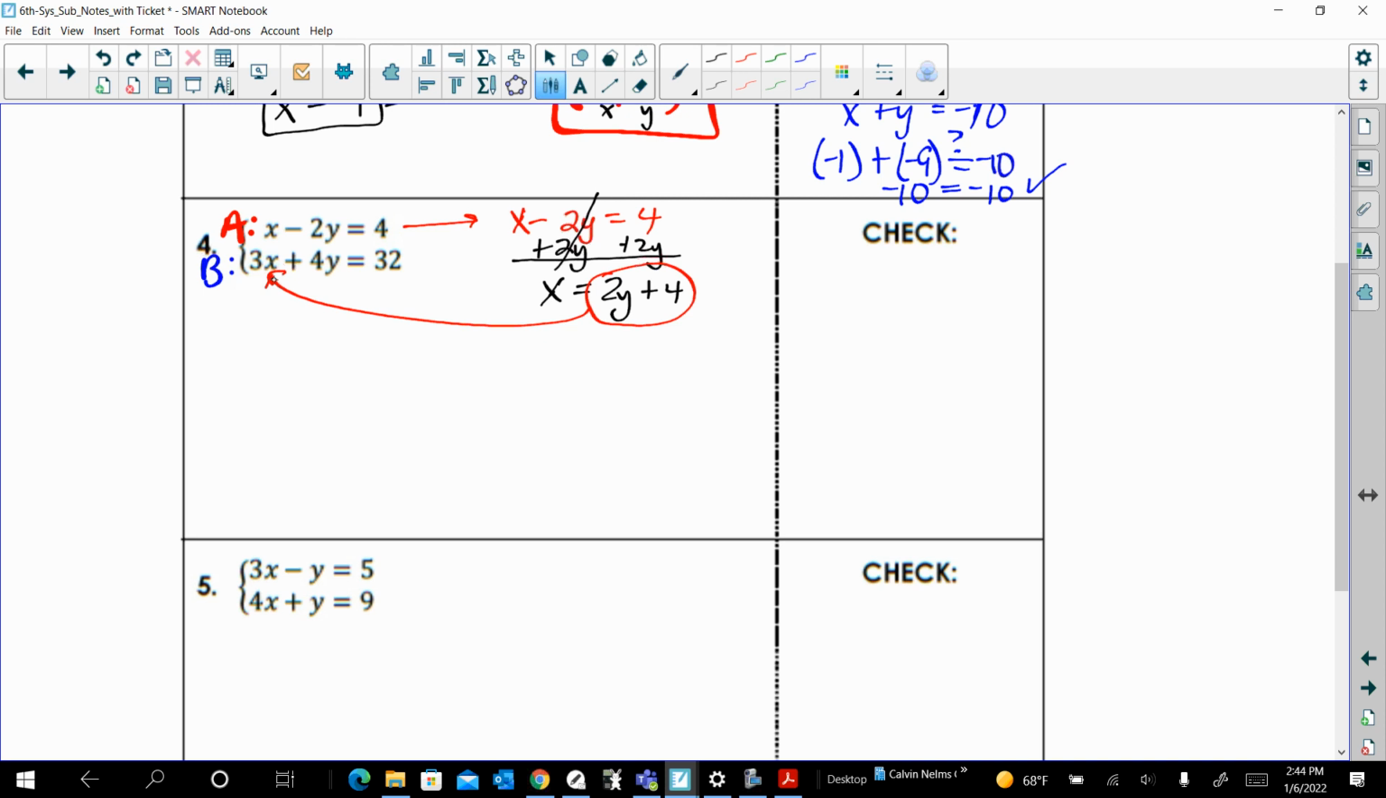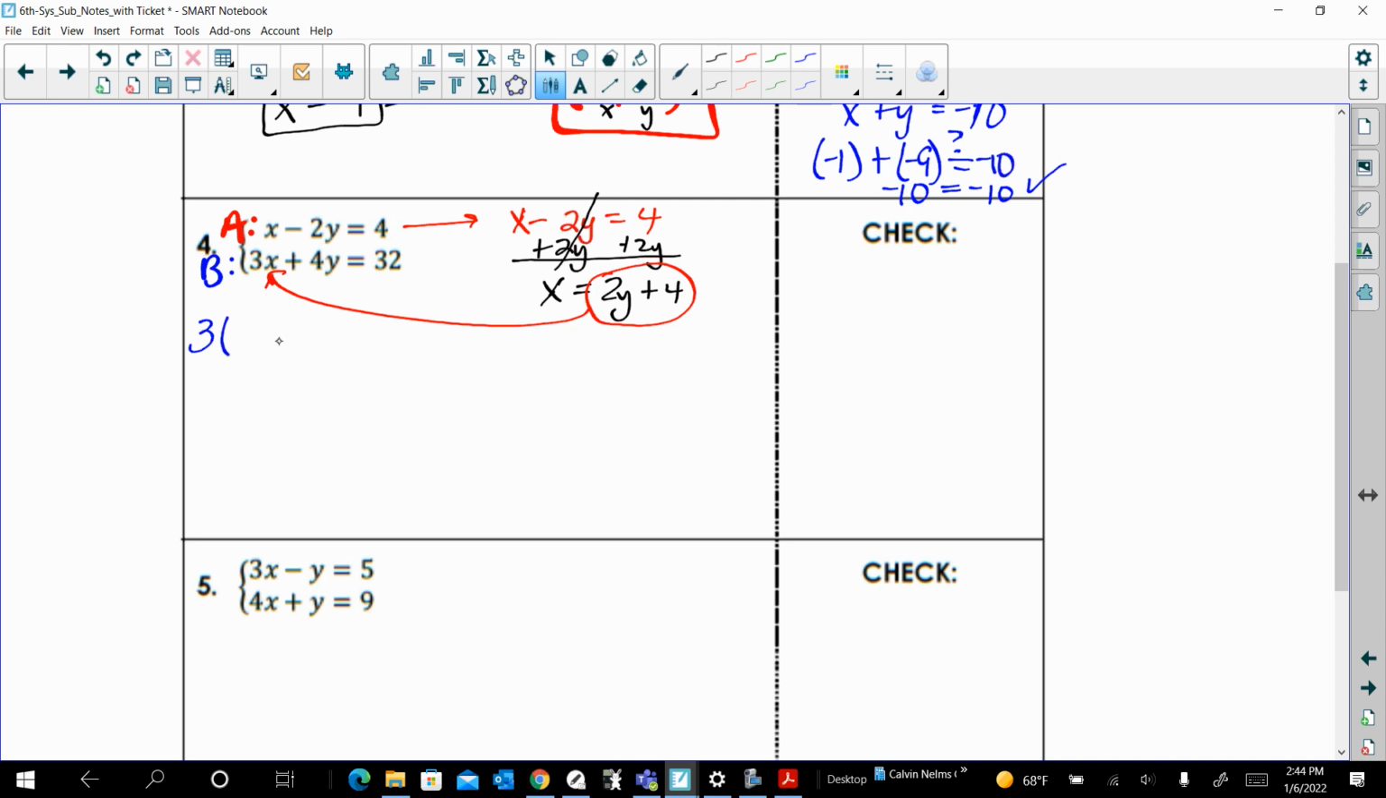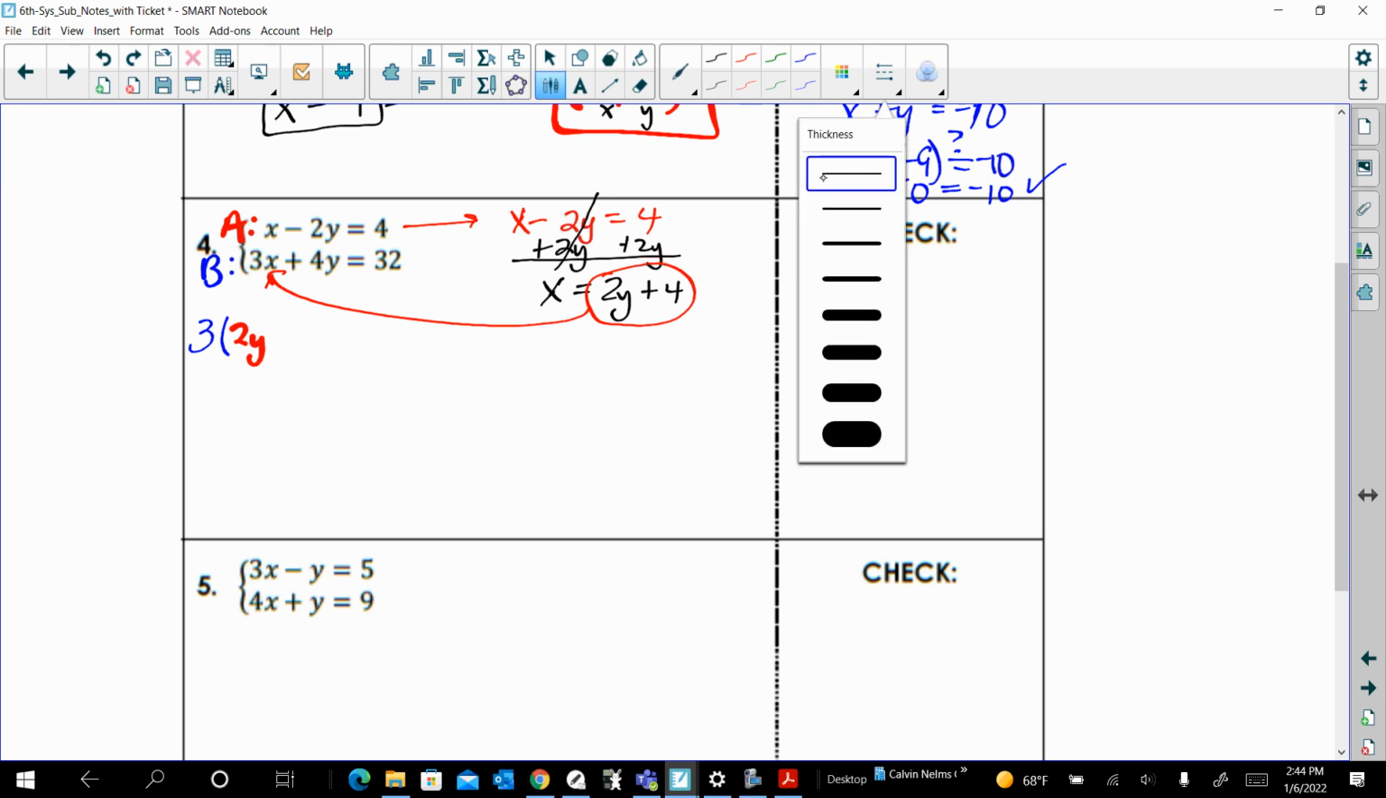I'm going to plug it back in using parentheses. Plugging in is using substitution. So I'm going to substitute what I circled in for x. So to do that, you're going to need to use parentheses. So it'll be 3 parentheses, and inside the parentheses is what's inside my circle right here, which would be 2y plus 4.